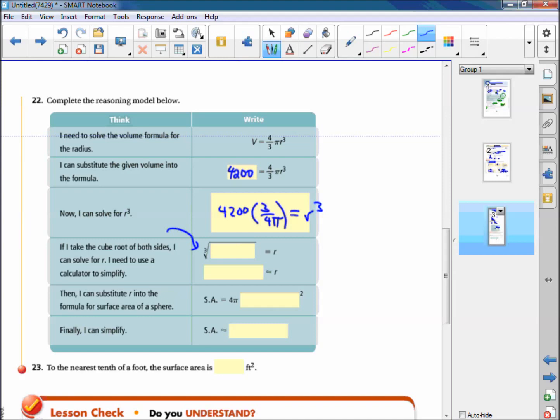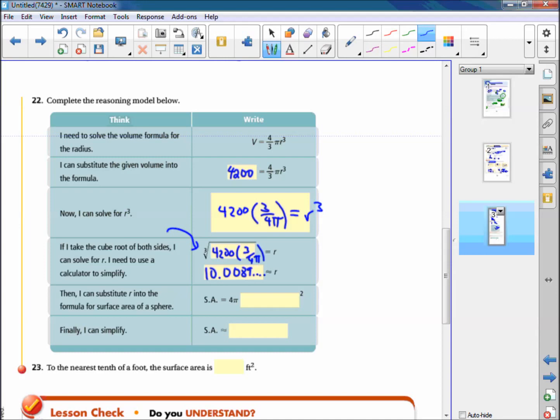So in here we're going to type 4,200 times 3/4 pi. And then we're going to use our calculator to simplify. I'll show you how to do a cube root on your calculator in class next time. So this is going to give us a radius that's about 10.0089, and so forth.